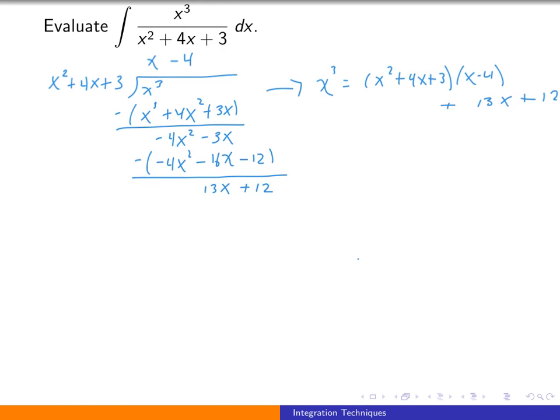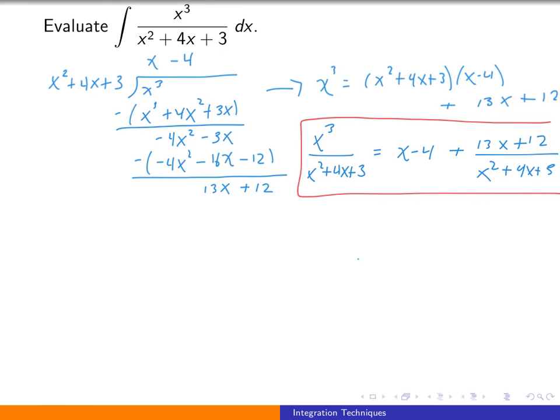Now, remembering what we want to actually anti-differentiate, x cubed divided by x squared plus 4x plus 3. We can get that function on the left if we divide everything by the x squared plus 4x plus 3 term. So x cubed over x squared plus 4x plus 3 is equal to x minus 4 plus 13x plus 12 divided by x squared plus 4x plus 3. And this is exactly what we were going for.